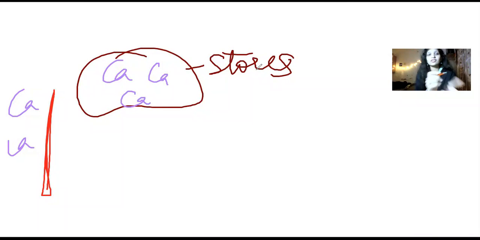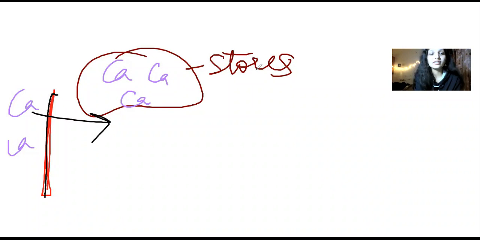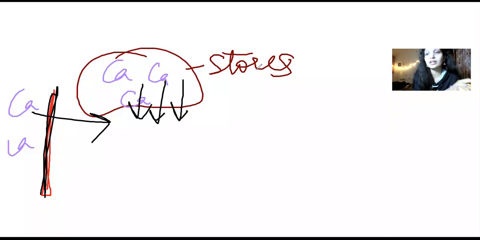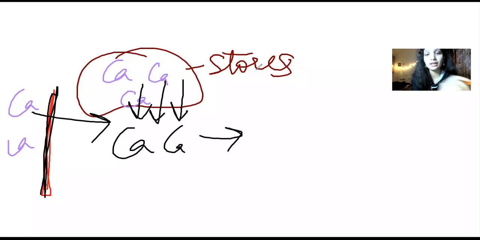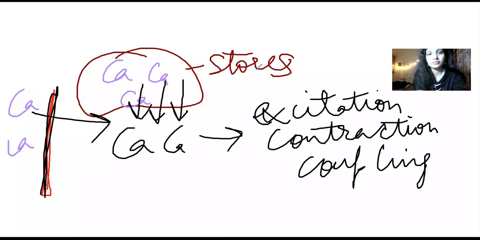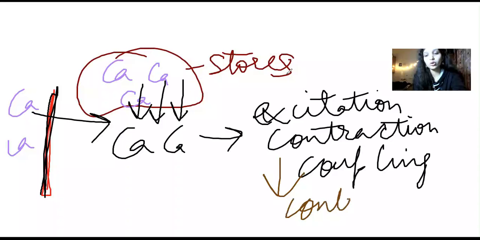So what happens is when there is inward movement of calcium through a voltage sensitive channel, calcium enters and also triggers the release of intracellular calcium that is present in stores. The calcium in the stores will also be released, triggered by calcium. So that will lead to excitation contraction coupling. So this excitation contraction coupling will lead to contraction.